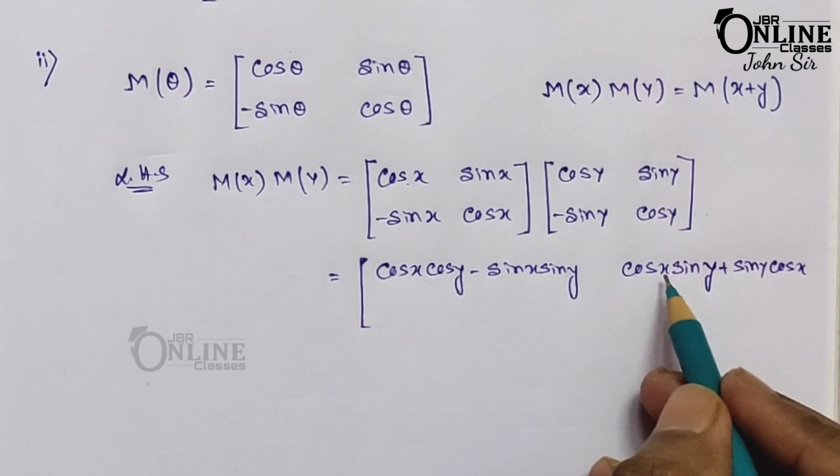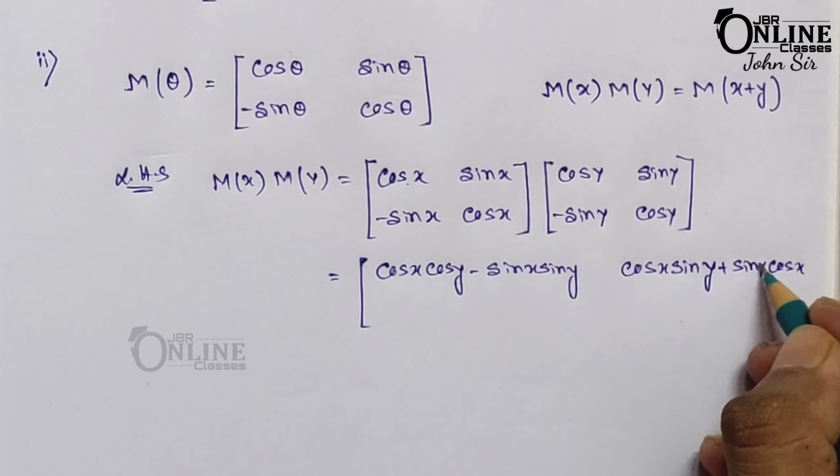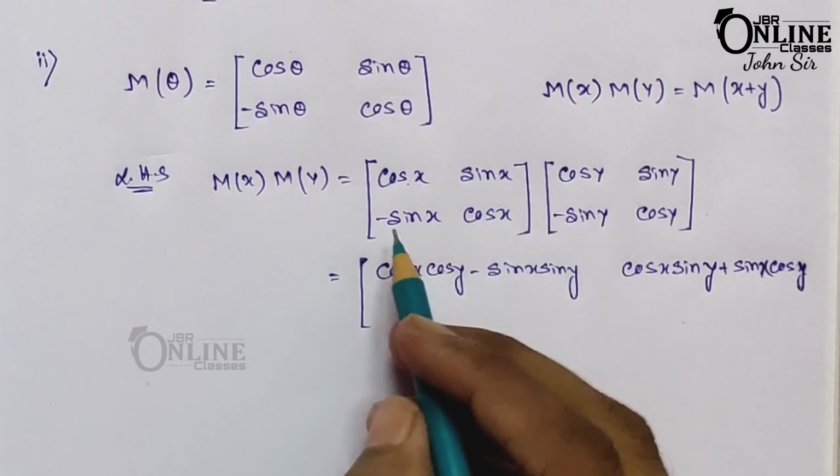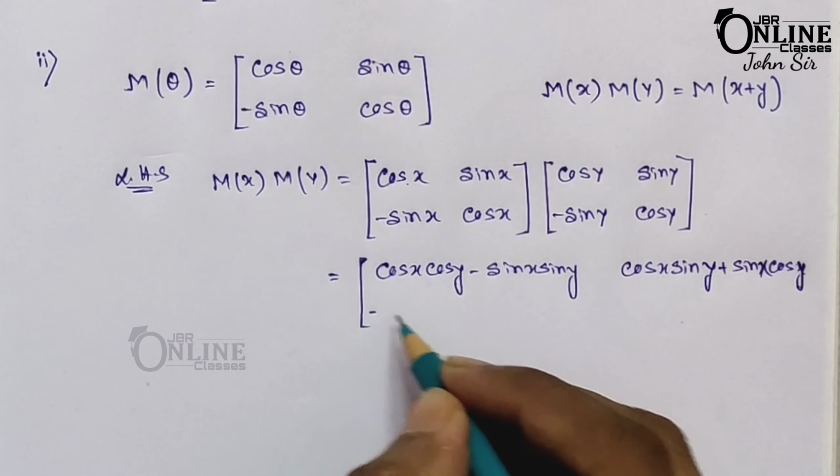As here cos x sin y, the next one will be sin x cos y. Now next, minus cos y sin x, and then again minus cos x sin y. Then the last one, minus sin x sin y, and then plus cos x cos y.